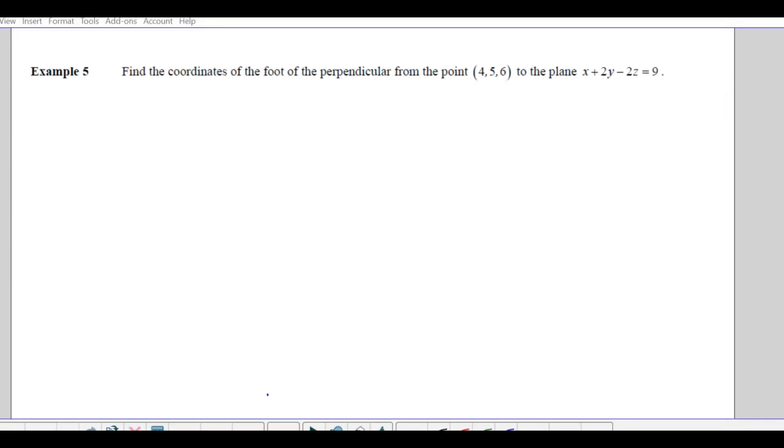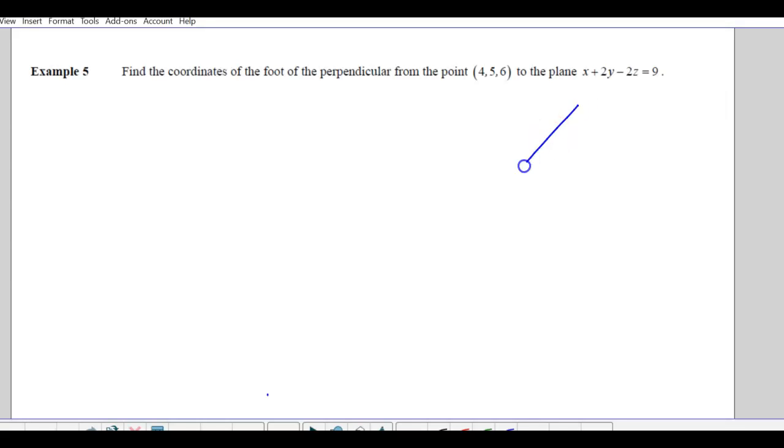Okay, so we're continuing on from yesterday with vectors and planes. Today we're leading into finding the distance from a point to a plane. So example 5 says, find the coordinates of the foot of the perpendicular from that particular point to the plane.